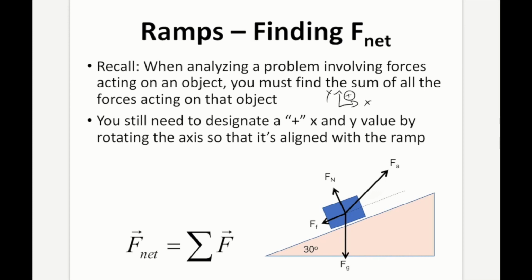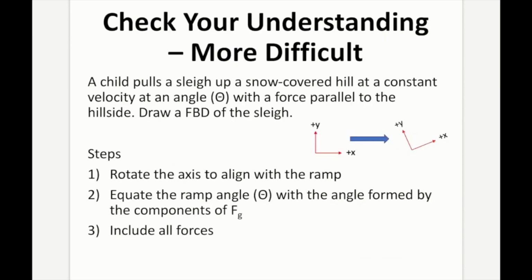When we're dealing with a ramp, we still need to have this positive x and y value, but we have a ramp. So the easiest thing to do, instead of drawing our axes like this, as we normally would, is to rotate our axes to fit the ramp that it's on. In this case, that would be our positive x and y value. And by doing that, it's going to make our math a lot easier. So let's try. Check your understanding.